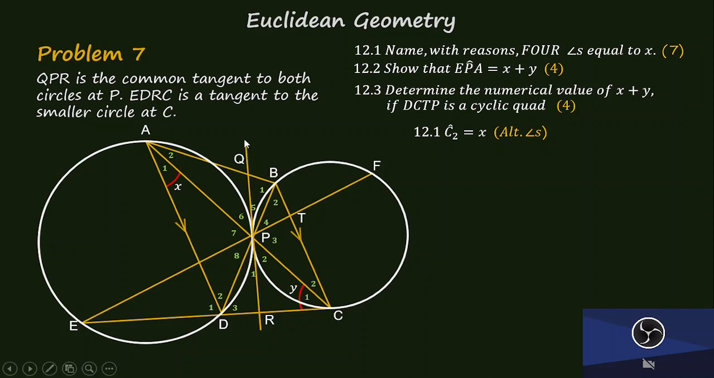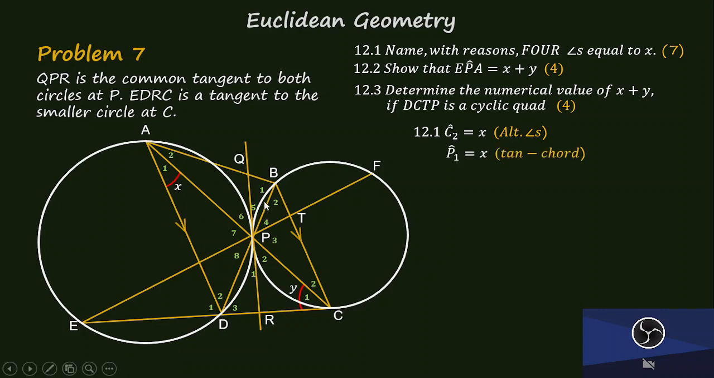Another one, remember this is a tangent. So a tangent and a chord in this bigger circle, at the point of contact, the angle subtended by the chord in the alternate segment will be equal to the angle that they make at the point of contact. So P1 will be equal to A1. P1 will be X.